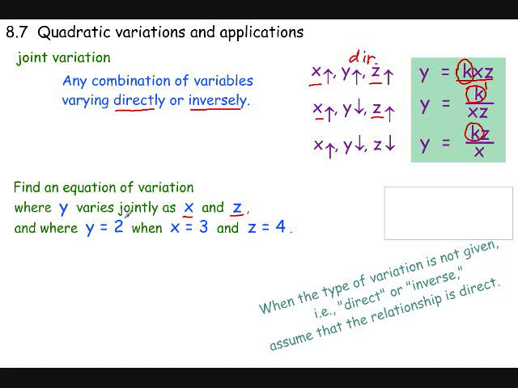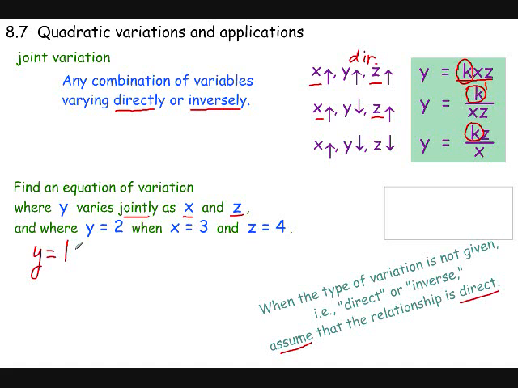Now it's just saying they're varying jointly. So let's look down here. Maybe this will help us out. When the type of variation is not given, they don't tell us whether it's direct or inverse, in that case, you can assume that the relationship is direct. If it is inverse, I will have to tell you that. So that means I can put together the model of this equation.